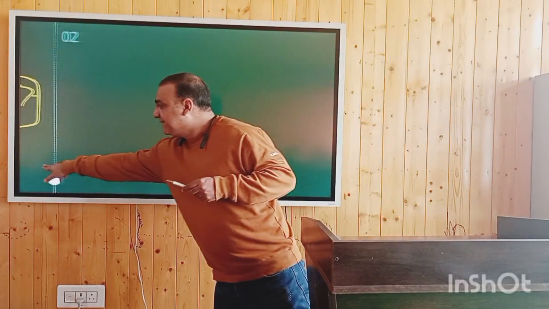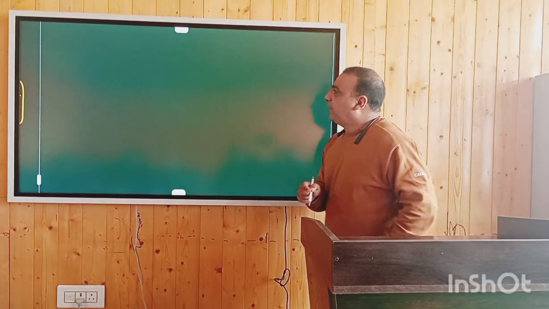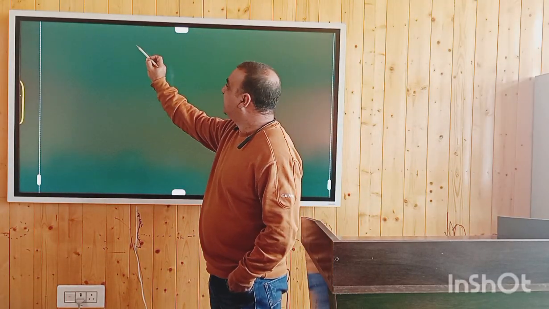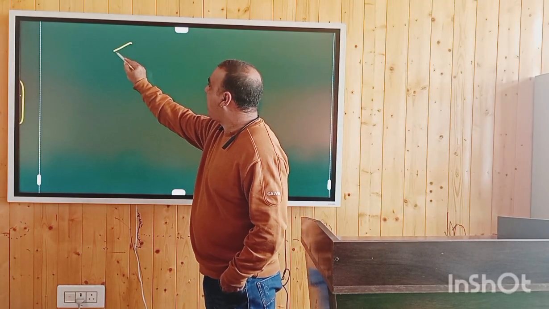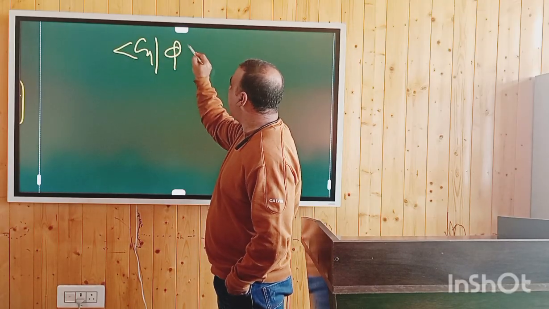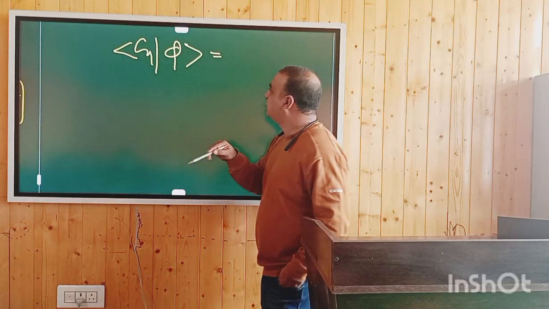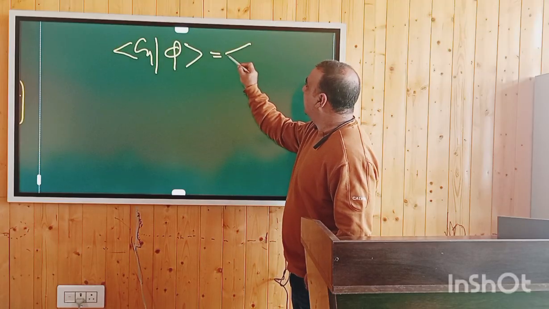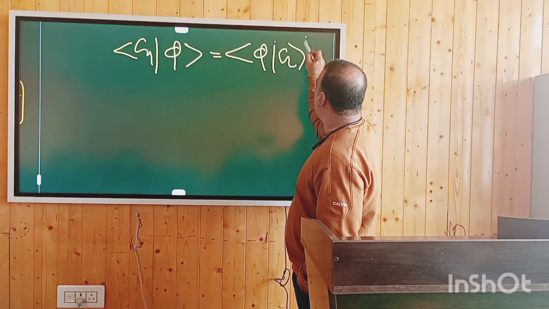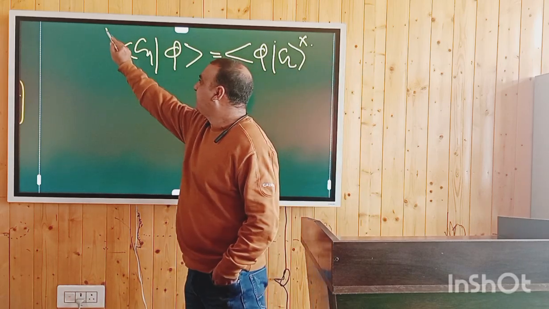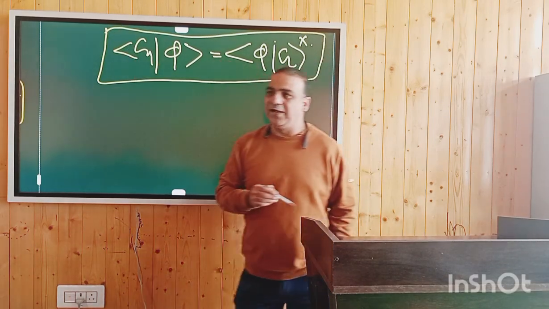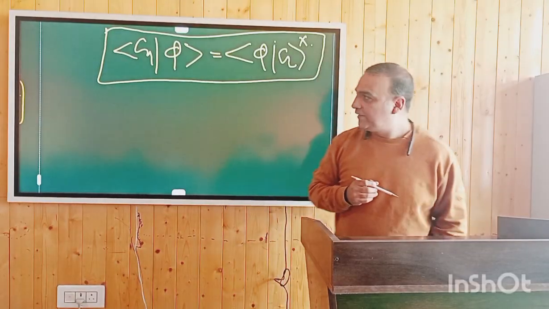Now the point is, we have a very fundamental equation about the inner product. Suppose I have a vector zeta and a vector phi. The inner product of zeta and phi is always equal to, if I exchange it, phi and zeta star. This is a very important inner product that we have talked about in the past, right?